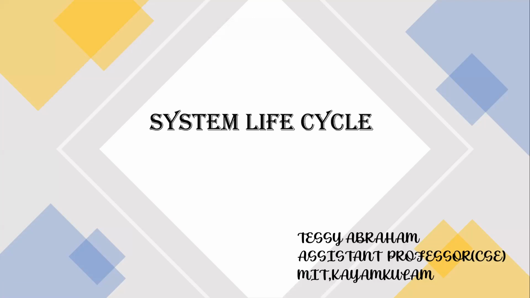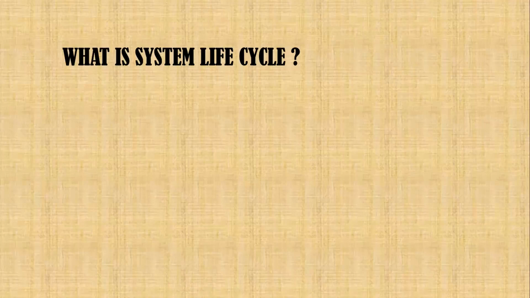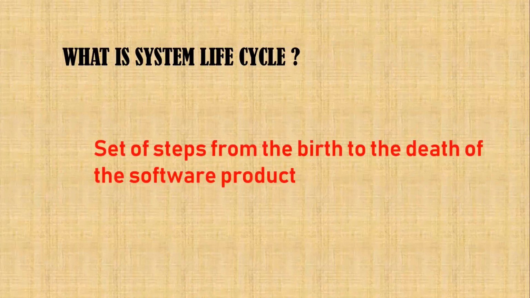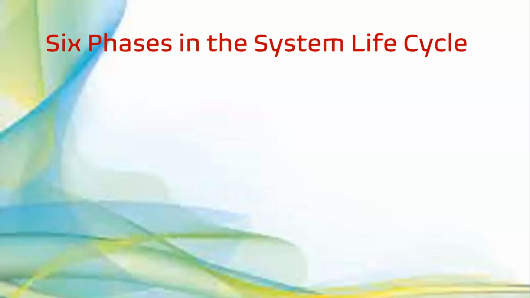Today, I would like to discuss a very important topic, that is system life cycle or system development life cycle. So, let's see what the system life cycle is. System life cycle is a set of steps from the birth to the death of the software product. That is, it tells about how the software is conceptualized, developed, and maintained. All these steps fall under system life cycle.